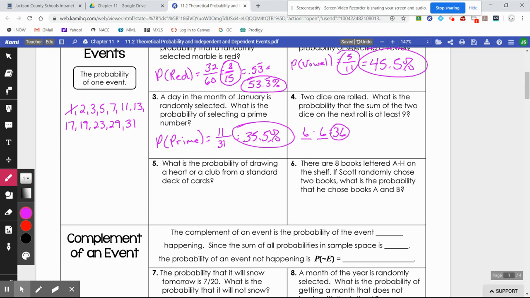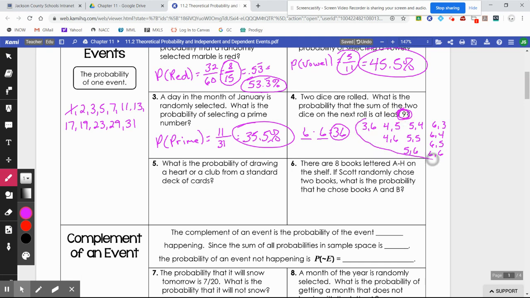If I roll a 1 on the first die, there's no way to get a 9. If I roll a 2, there's no way to get a 9. If I roll a 3 on the first die, I have to roll a 6 on the second die to get a 9. If I roll a 4, a 5 or a 6 would give me a total of at least 9. If I roll a 5 on the first die, I could get a 4, a 5, or a 6 on the second die, and that would give me values that are at least 9. If I roll a 6, I could roll a 3, a 4, a 5, or another 6, and all would give me values that are at least 9.